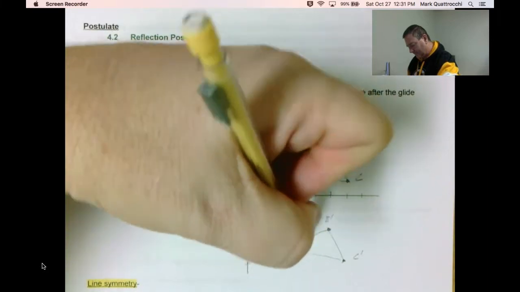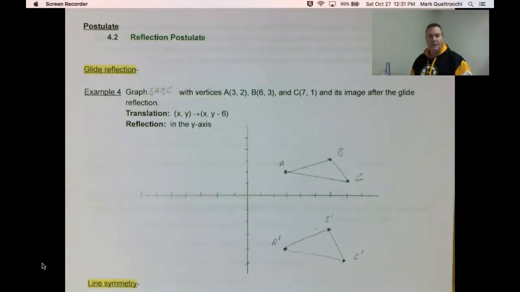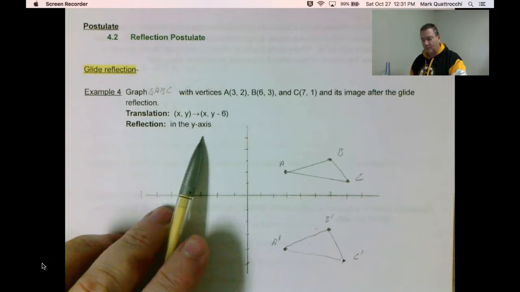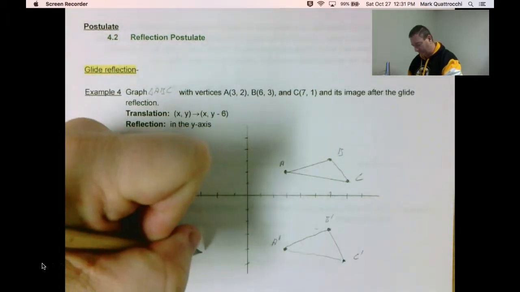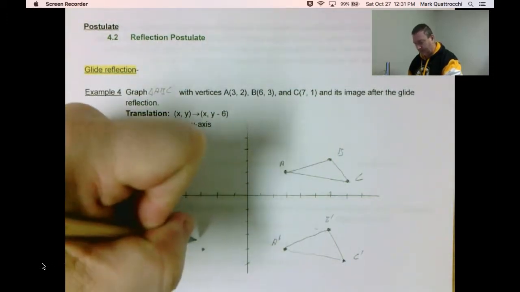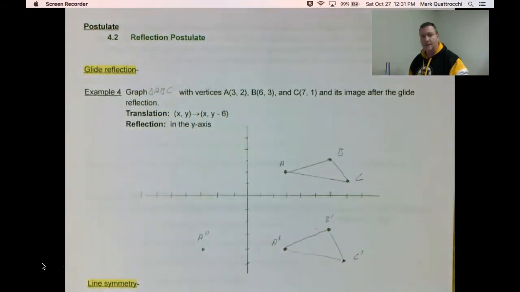And now we're going to do a reflection in the y-axis. So this is my mirror. A is 3 units away. A prime is 3 units away. A double prime, also 3 units away. A double prime.